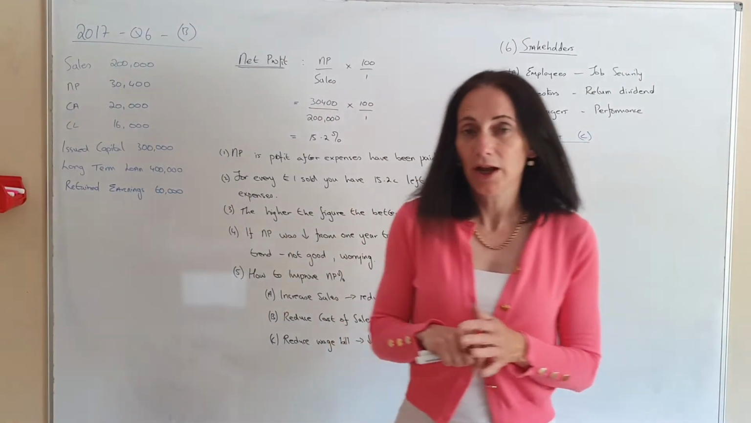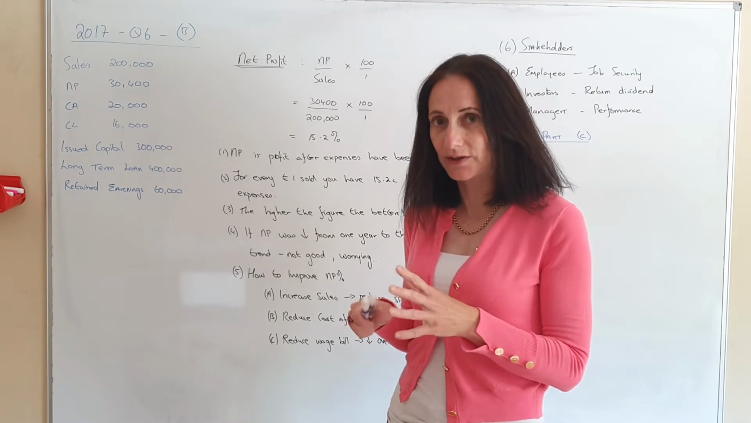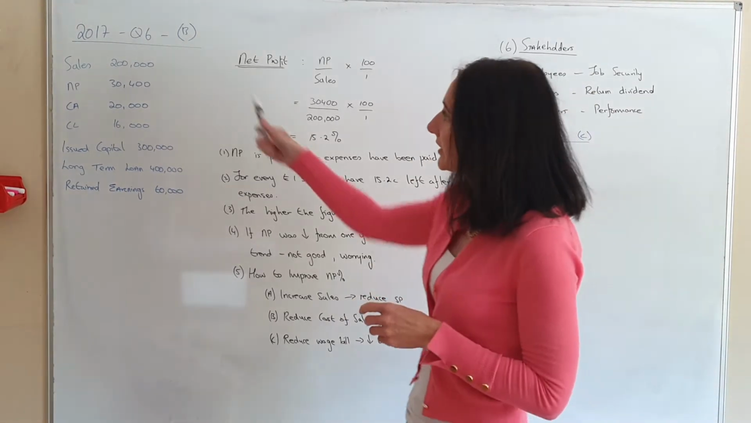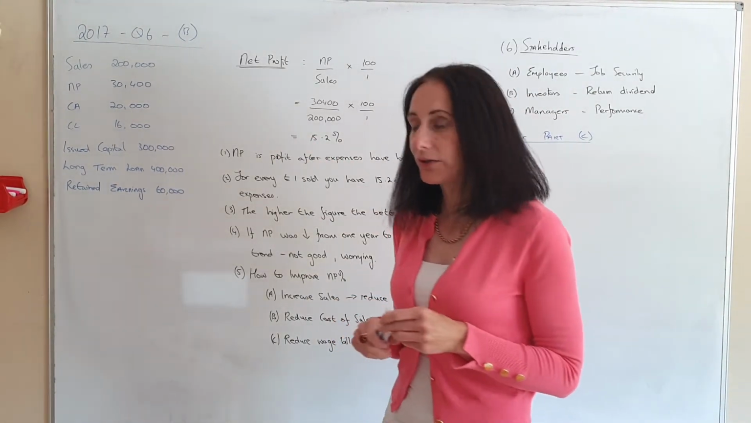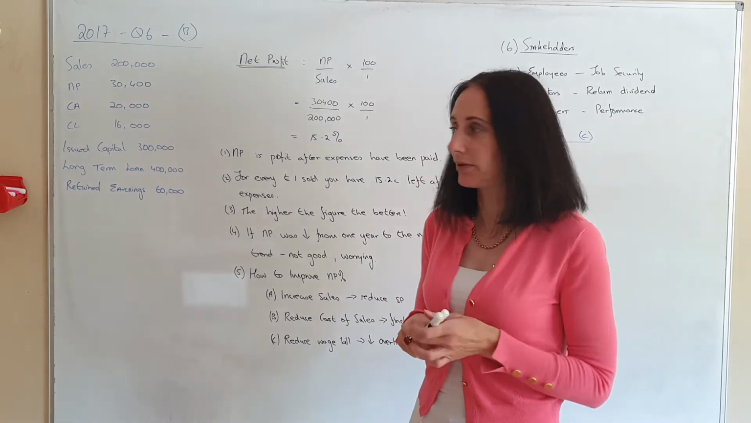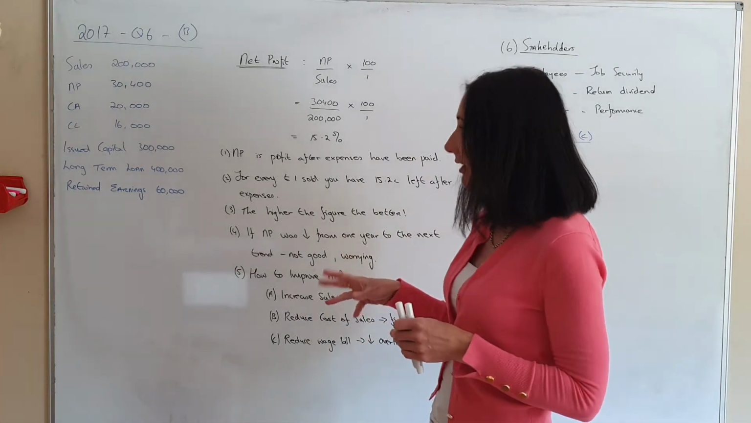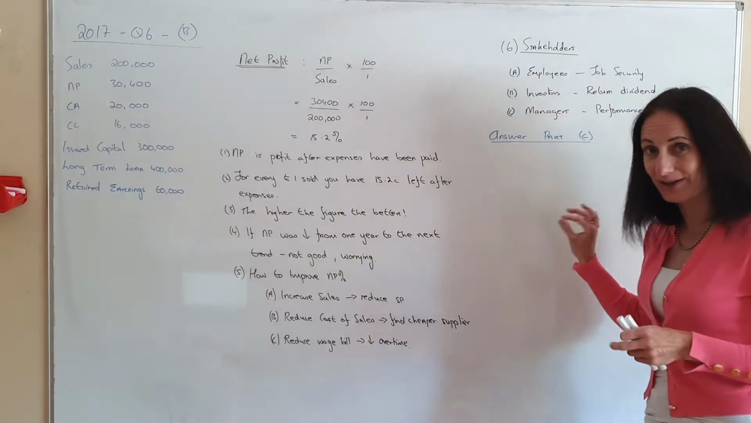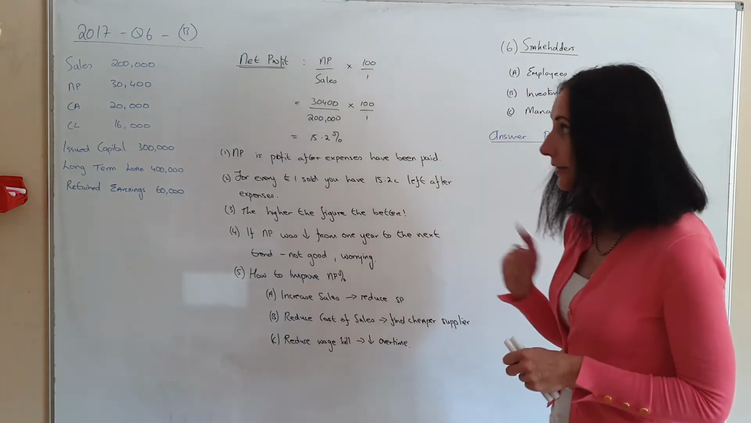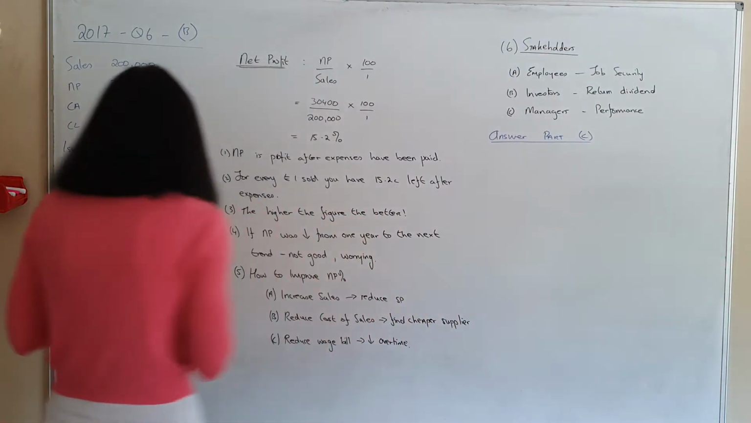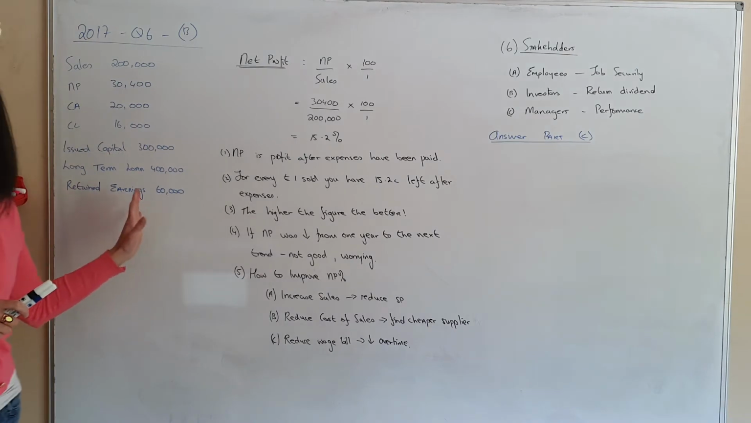Okay, in this video we are going to go back to our ratios from business. I'm going to do 2017 question 6b. I'm going to do this a little bit longer because I want to explain everything as I go through it. But then at the end I'm going to show you how you'd answer for this specific question asked.